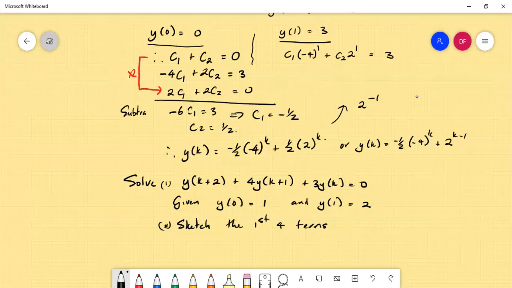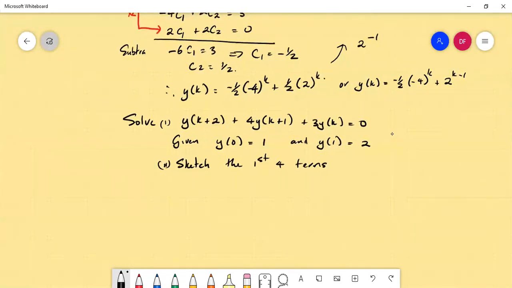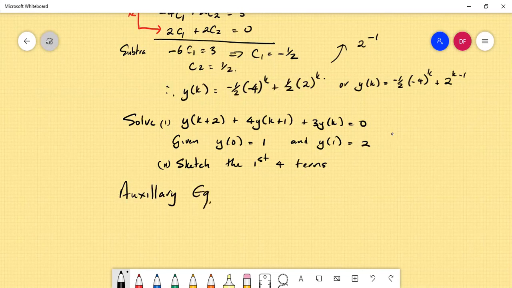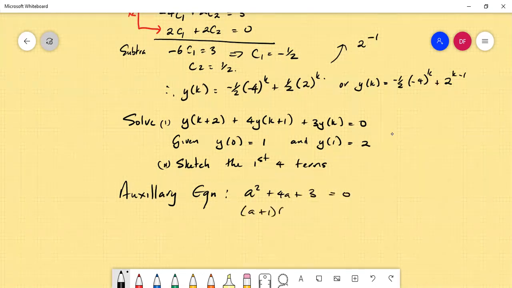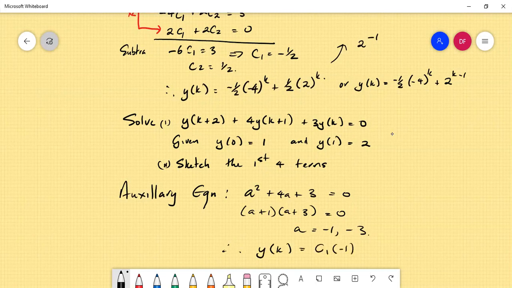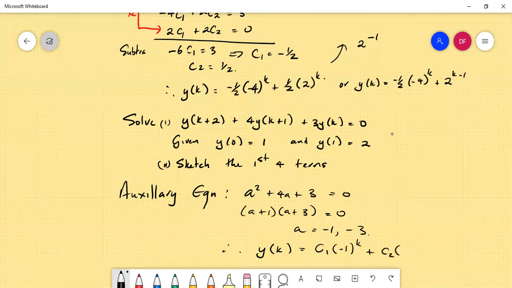So for this one, the auxiliary equation is a squared plus 4a plus 3 equals 0. So a is equal to -1, -3. Therefore, you have that y_k equals c1 times (-1) to the k plus c2 times (-3) to the k.